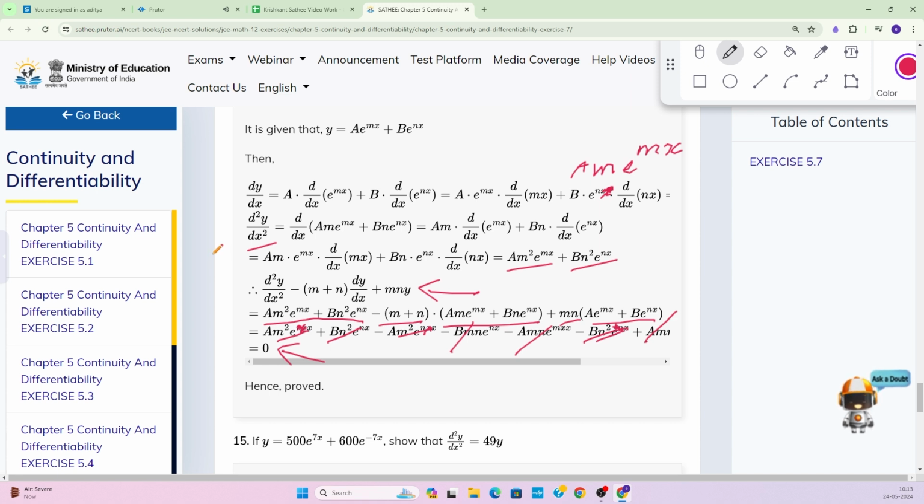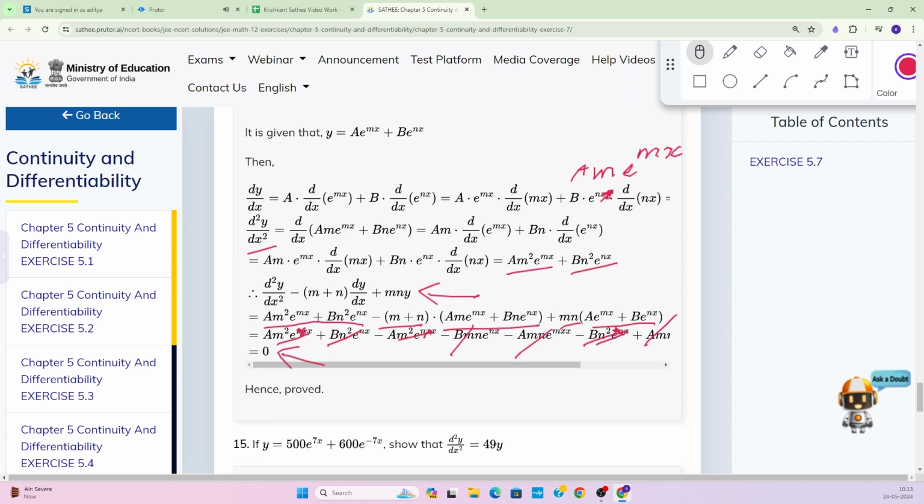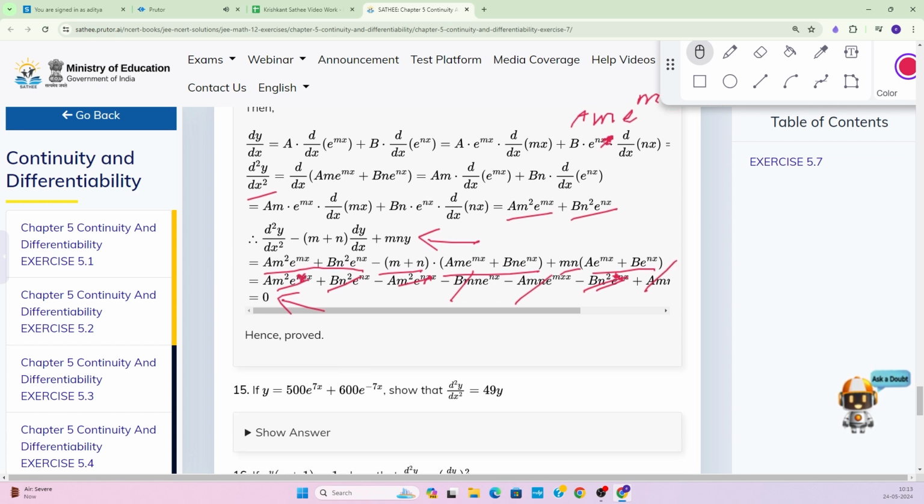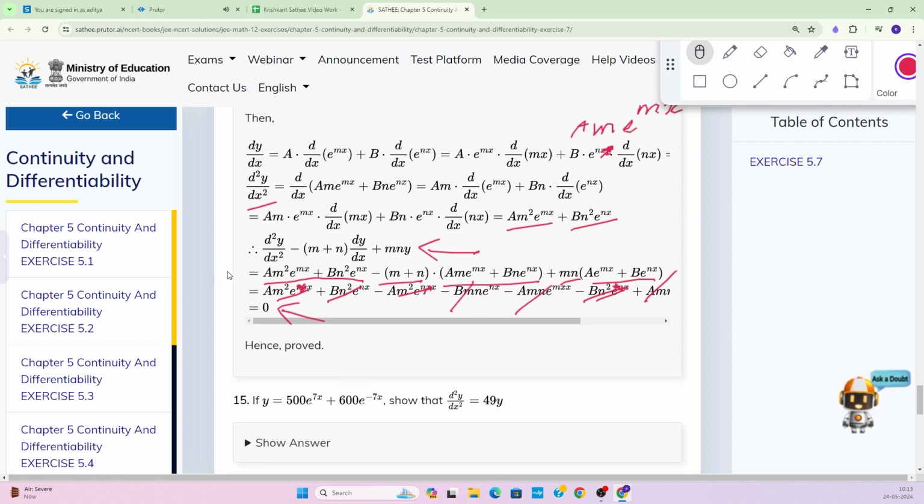So we have to stop here. These are problems 1 to 14, and we will do the remaining problems in the next session. We have to stop here because our time is over. I hope that you understood the 1 to 14th problems of this exercise 5.7.